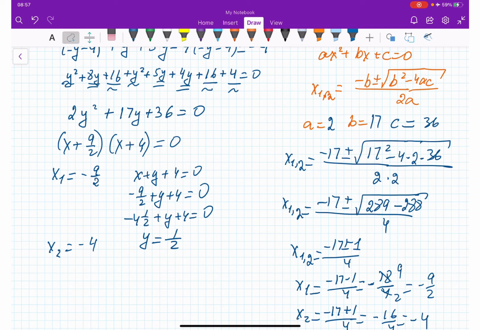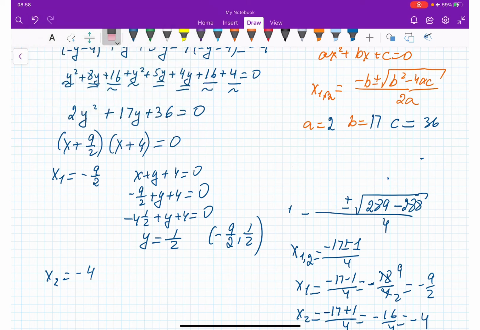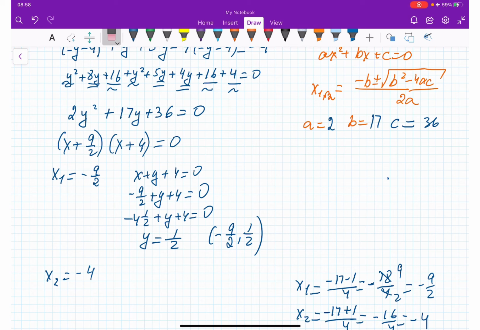Okay? So the first answer is going to be negative 9 over 2 and 1/2. All right? Let me clean all this, so create space. All right?